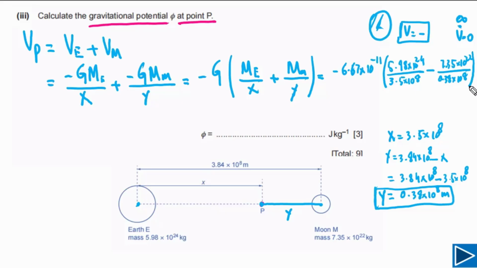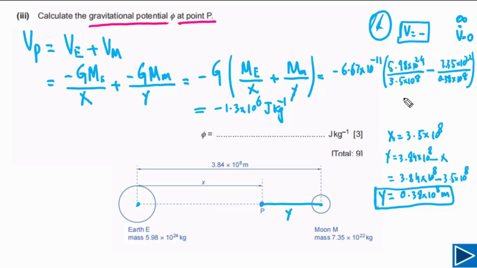Now we simply need to solve this and calculate. If we do the calculation, our final answer will be negative 1.3 times 10 to 6, and this is joules per kg. So this is how we need to answer this question, and this question has 3 marks.